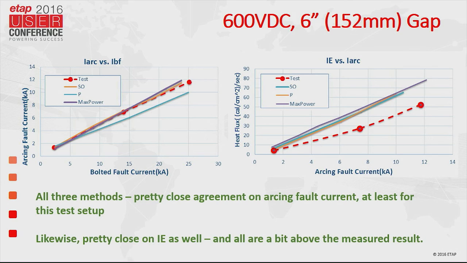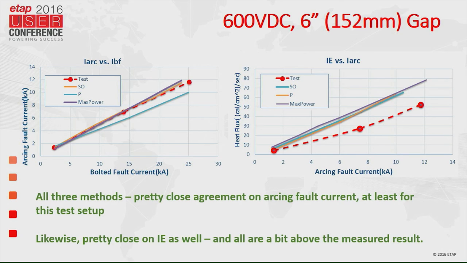And then over on the right-hand side, incident energy versus arcing current, Max Power, Stokes, Paukert all line up pretty closely, and they're all above the actual tested values here for the open air 600 volt 6-inch configuration. That's actually a good thing. I mean, in an ideal world, we'd like those models to be a little bit closer to the actual values. But if you're going to miss, you want to miss a little bit high. And so it's not the worst thing in the world that we're a little bit over what we'd see from the actual test values with these models.